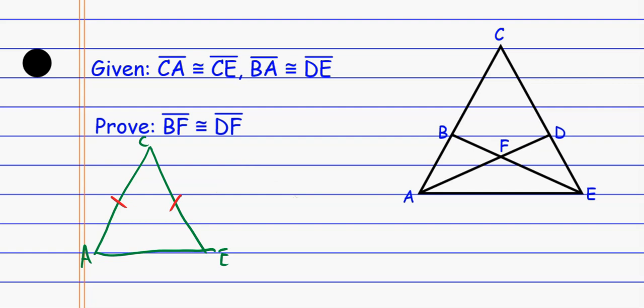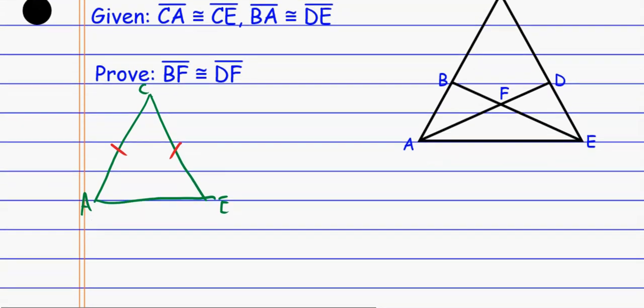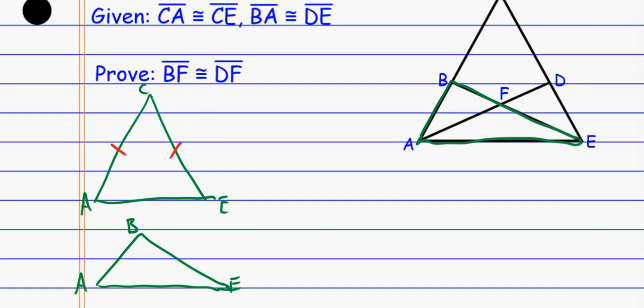Sorry, let me go a little bit bigger on that. Oh, kind of running out of space here. Let me go down a little bit. Sorry. There we go. There's A, B, E. Okay, so I'm drawing that kind of medium-sized triangle right here.